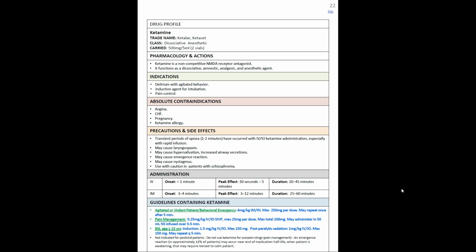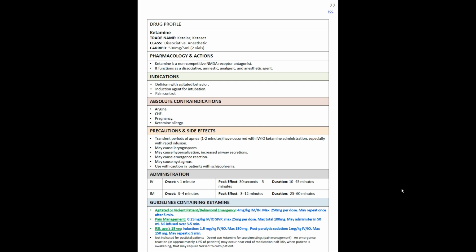This can be given IV, IO, intranasal, and IM as well. We'll go over some of this here. For the IV/IO route, the onset is pretty quick, less than 1 minute. The peak effect is within 30 seconds to 5 minutes, and the duration is about 10 to 45 minutes. When this medication is given intramuscular, the onset is a little bit longer, 3 to 4 minutes. Its peak effect is 3 to 12 minutes, and it lasts longer, with a duration of 25 to 60 minutes.